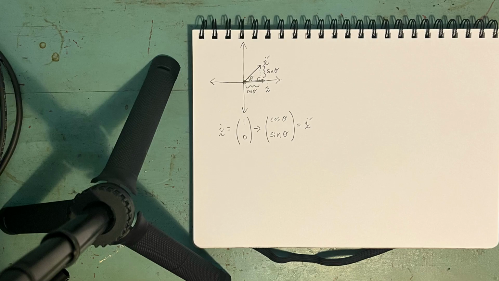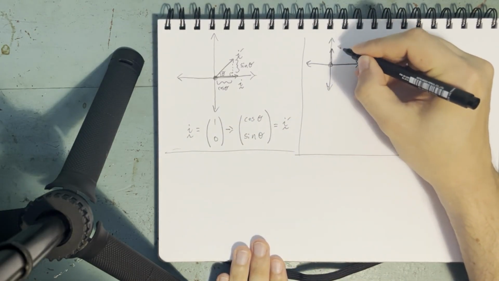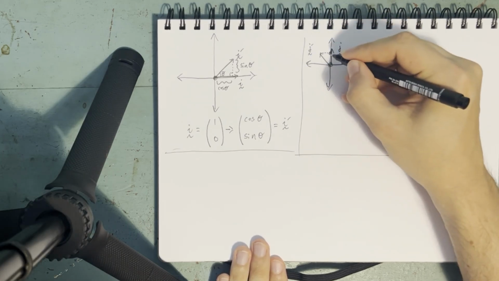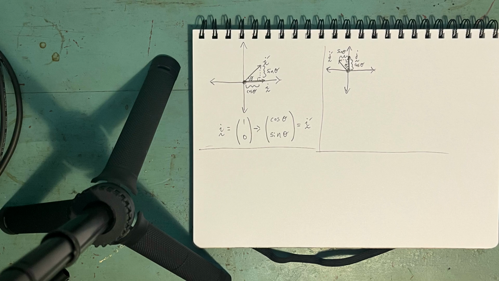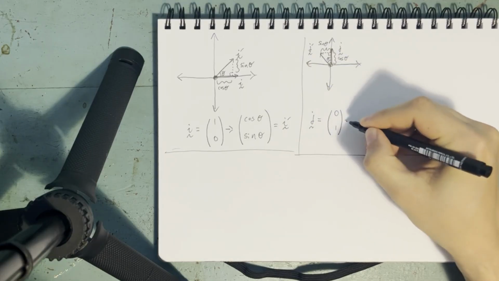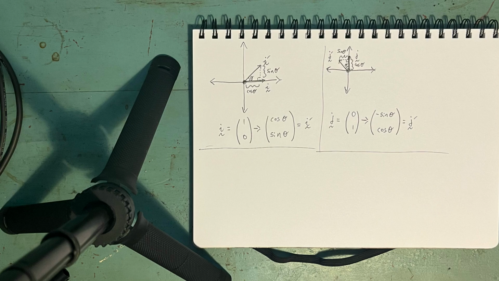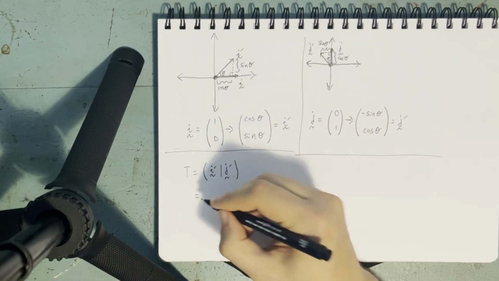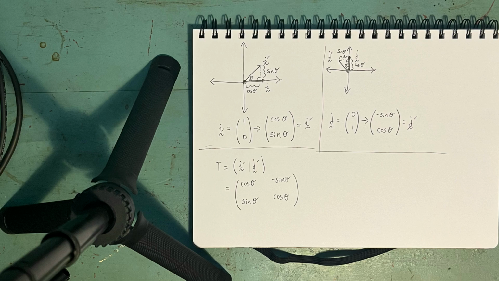Now investigating j gives us the mapping from (0, 1) to (negative sin theta, cos theta). And hence the images of the basis vectors give us the rotation transform. Pretty good. This is the transformation matrix which produces the formula we saw earlier.